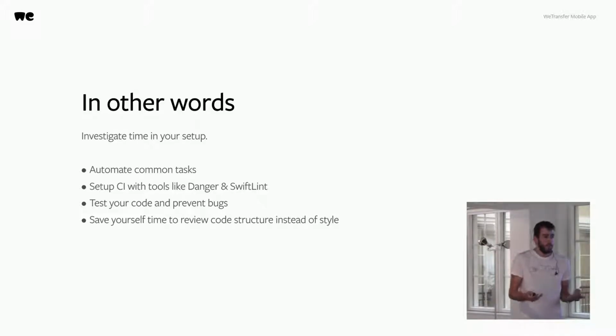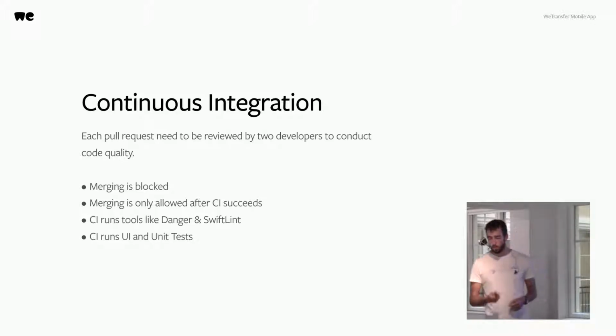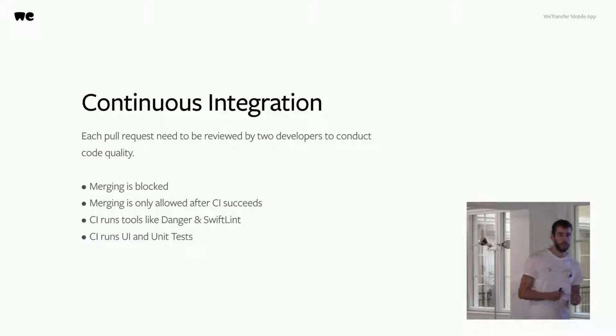That's time you can save for yourself to invest in reviewing the structure of the PR instead. So if you dive into continuous integration, we've set up our CI with tools like Danger and SwiftLint.